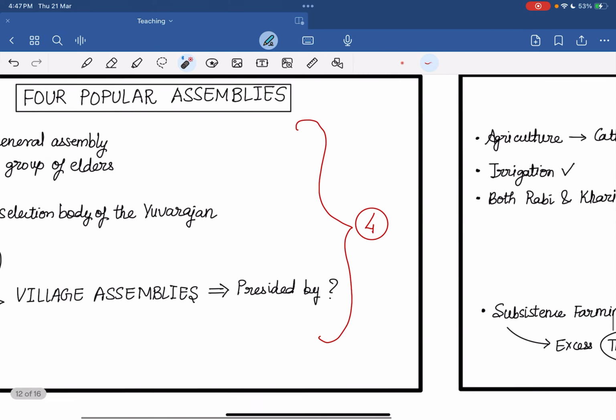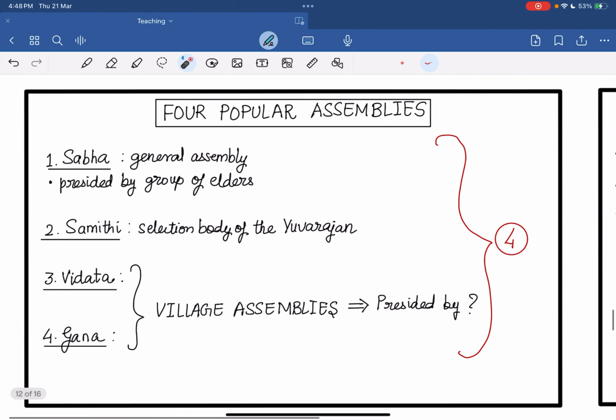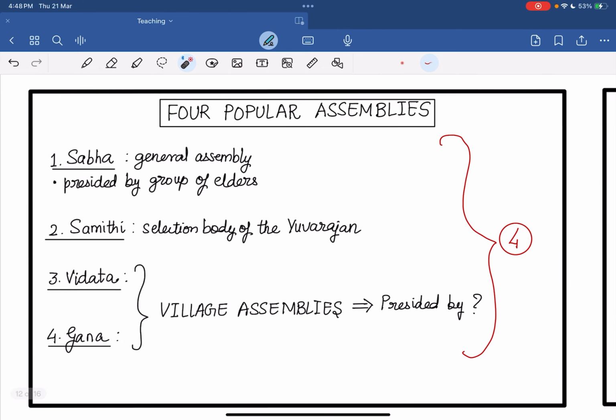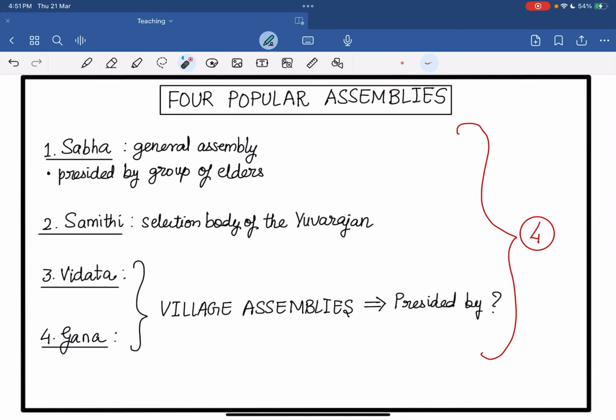Moving forward, let's look into the 4 popular assemblies. What were these assemblies that we talked about in our first lecture as well? We'll see. Assemblies are nothing but where people meet and greet each other. They sit with each other to discuss something. There were 4 popular assemblies that were prevalent in the EVP. The first one happens to be Sabha. Sabha is nothing but a general assembly where people discuss what issues they are facing, and this is presided by a group of elders.